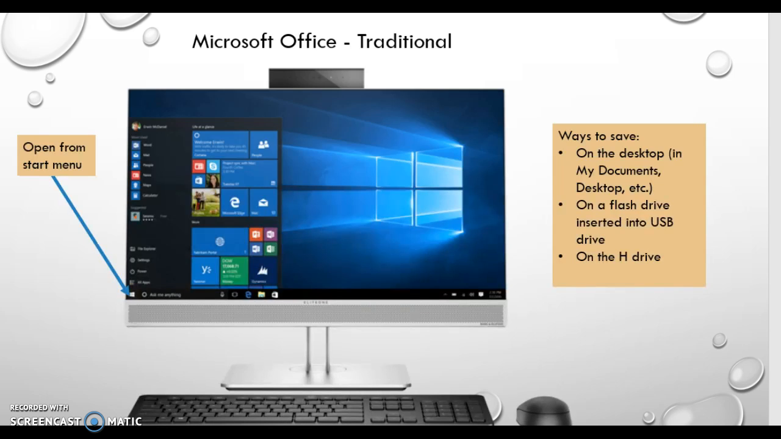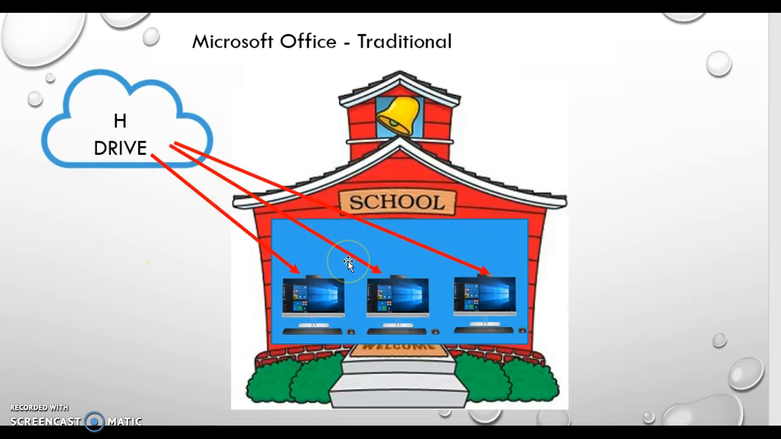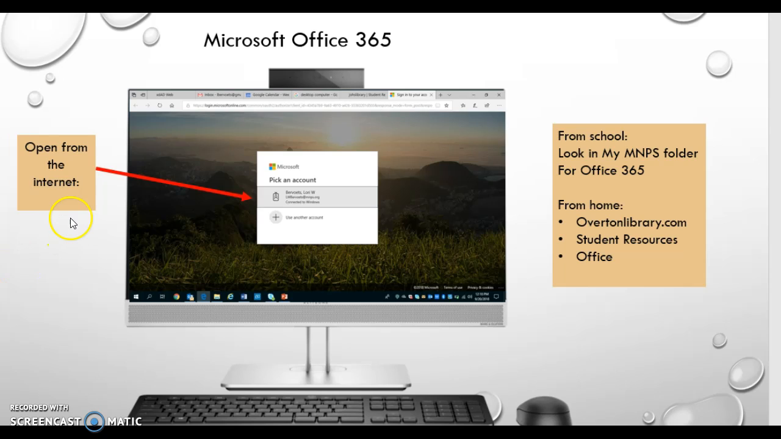In traditional Microsoft Office, you start from the start bar over here and you look through your programs and find Microsoft Office. When you create something in traditional Microsoft, you'll save it onto your desktop or in My Documents. You can use a flash drive so you can take it from one computer to another. Here at school, you can even use the H drive so you can save it from one computer to the next. If you use the H drive, you can save to any computer in our school as long as you're logged in. Office 365 is accessed via the internet.